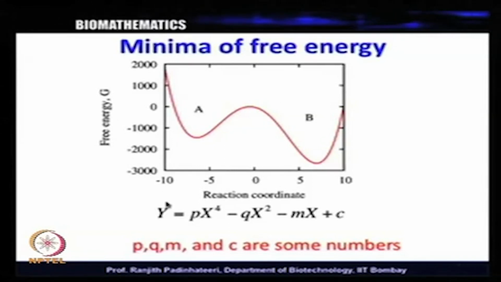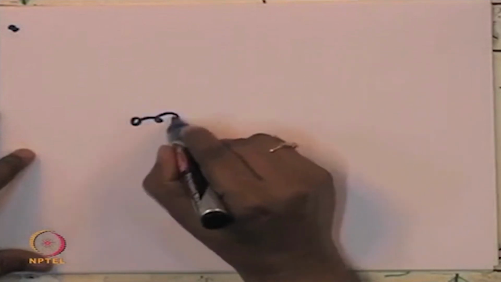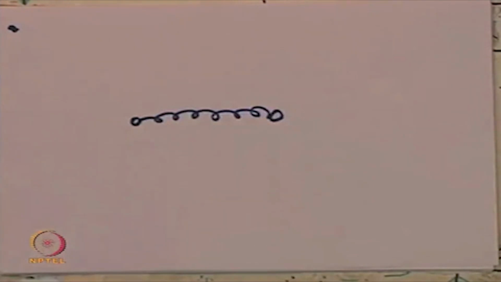Let us take the simplest example for this kind of a free energy surface. The simplest energy which has a minimum is the energy of a spring. You can imagine a protein, let us say, which is like a spring, and you all know that the spring has an energy. You can stretch a spring, and the more you stretch, the more difficult it is. You can also compress a spring, but the more you compress, the more difficult it is to compress. The more you stretch, the more force you need, and the more you compress, the more force you need.